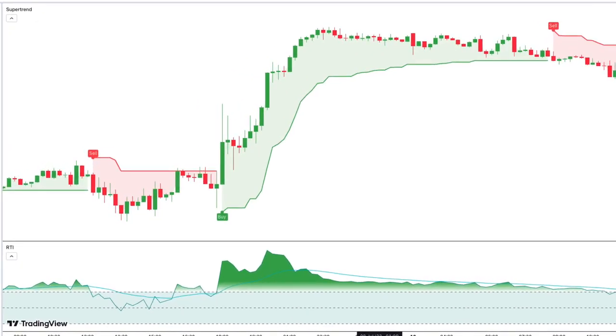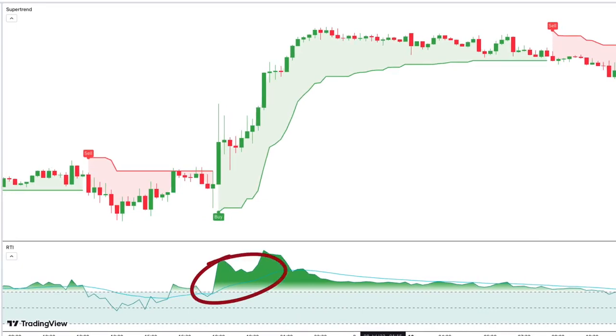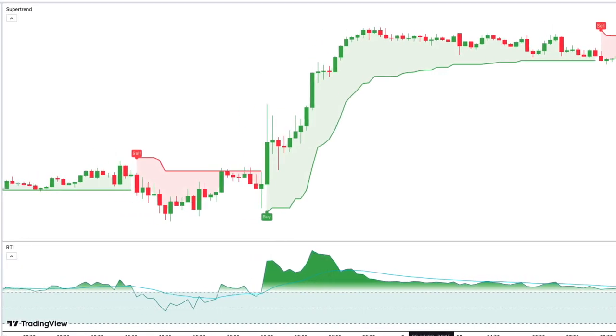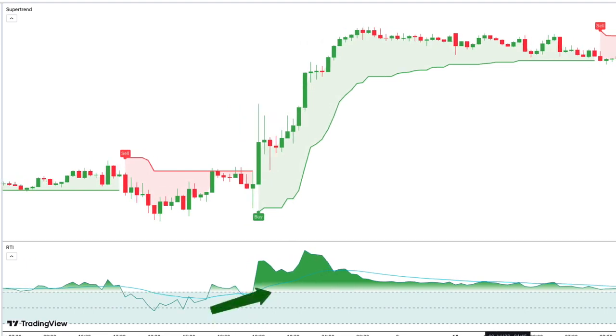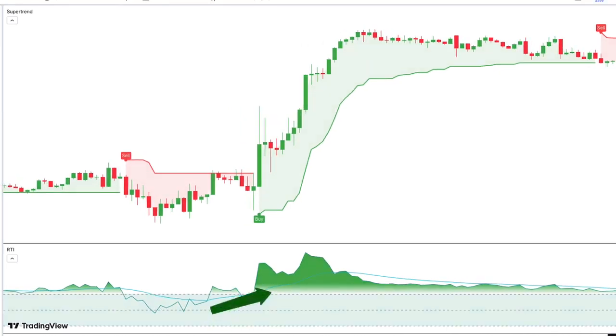Condition 1, RSI indicator overbought. We should look for the RSI indicator to enter the overbought zone. In simpler terms, we want the RSI indicator to be in the green zone. Condition 2, SuperTrend indicator, green line. Next, we need to observe the second indicator, the SuperTrend. If the green line appears on the SuperTrend indicator, that's our signal to execute a buy trade.